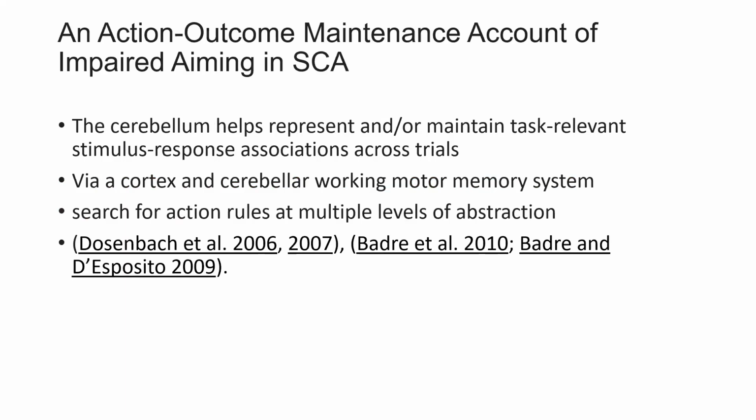The researchers posit an action outcome maintenance account of impaired aiming in SCA, which implies that the cerebellum helps represent and maintain task relevant stimulus response associations across trials. And this is done through an intact cortex and cerebellar working motor memory system, which, as we have seen in the control group's performance, allows for the simultaneous search for action rules at multiple levels of abstraction. Similar research and findings have been done by the following articles.